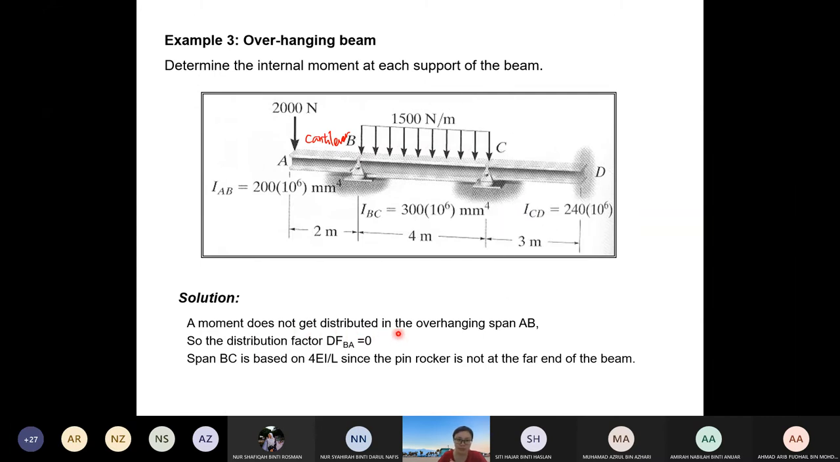A moment does not get distributed in the overhanging span AB. Please take note. You shall not distribute the moments or carry over the moments to A, because there is no support there. So the distribution factor DF BA equals 0. BA no need to determine, it will be equal to 0 for this cantilever end. Span BC is based on 4EI over L, since the pin rocker is not at the far end of the span.